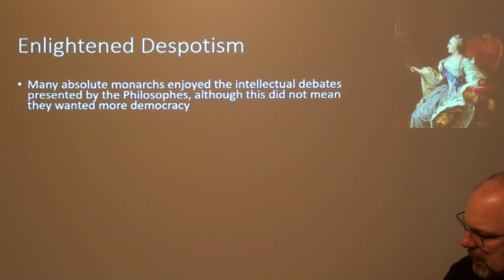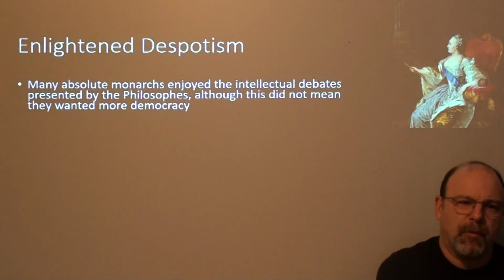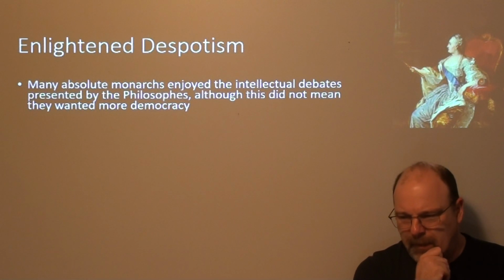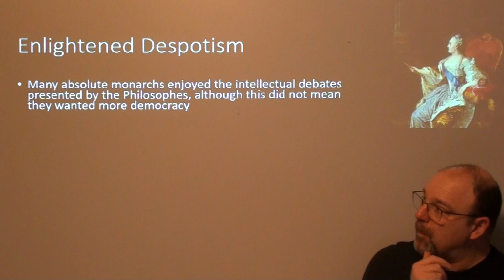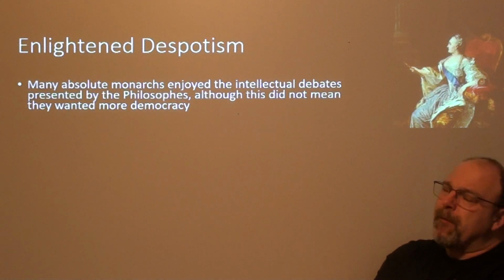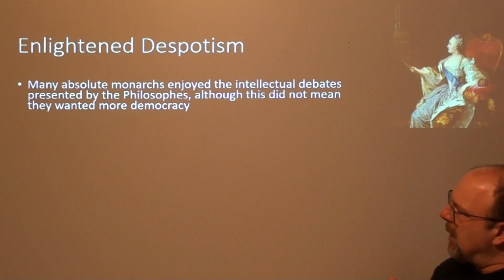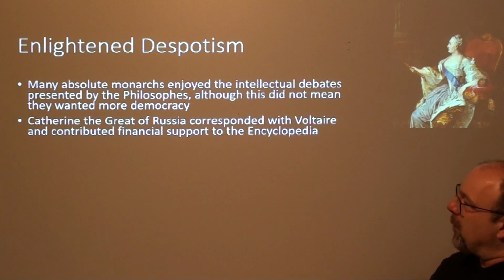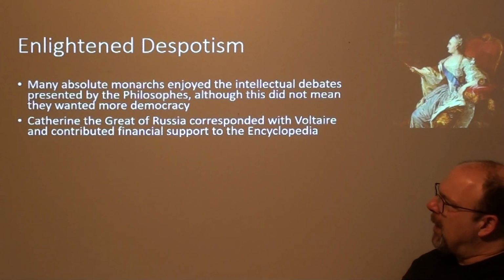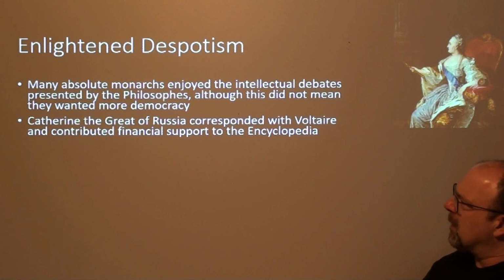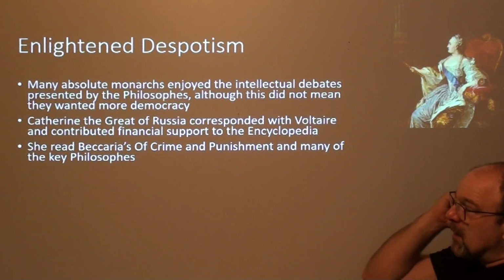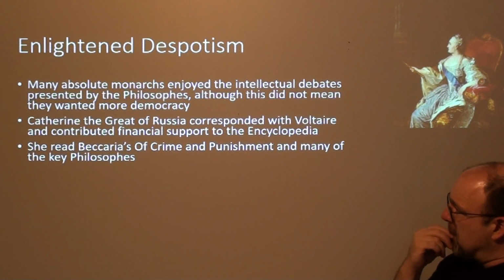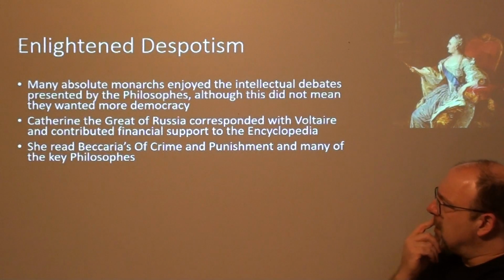Well, we talked about some of the monarchs in Europe. Of course, we referred to Frederick and, oh gosh, who was it? The one in Russia, probably Catherine the Great, of course, who were very much curious about these ideas. Many absolute monarchs enjoyed the intellectual debates presented by the philosophers, although this did not mean they wanted more democracy. Catherine the Great of Russia corresponded with Voltaire and contributed financial support to the Encyclopedia. She read Beccaria's Of Crimes and Punishments, which is a great piece of work as well, and many of the other key philosophers of the time.